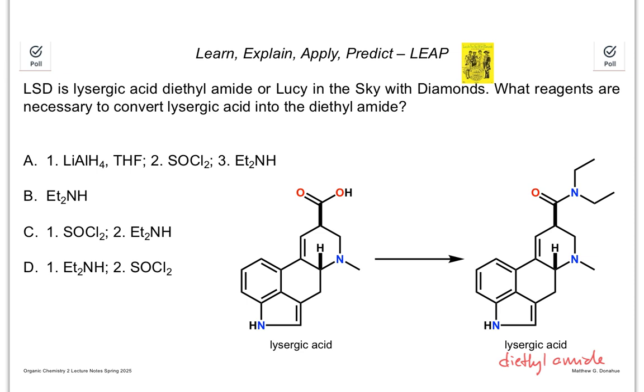What do you think? C. So we see in C, there's the acid, and we're doing a substitution for the diethyl amide. So our oxidation state is staying at 3. So we need to make that into the acid chloride first. And then because we're forming a tertiary amide, we're going to treat with a secondary amine.